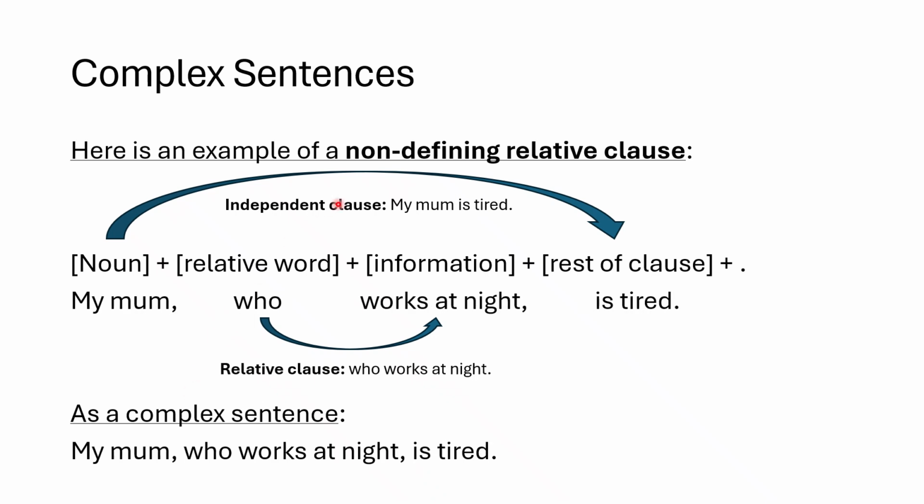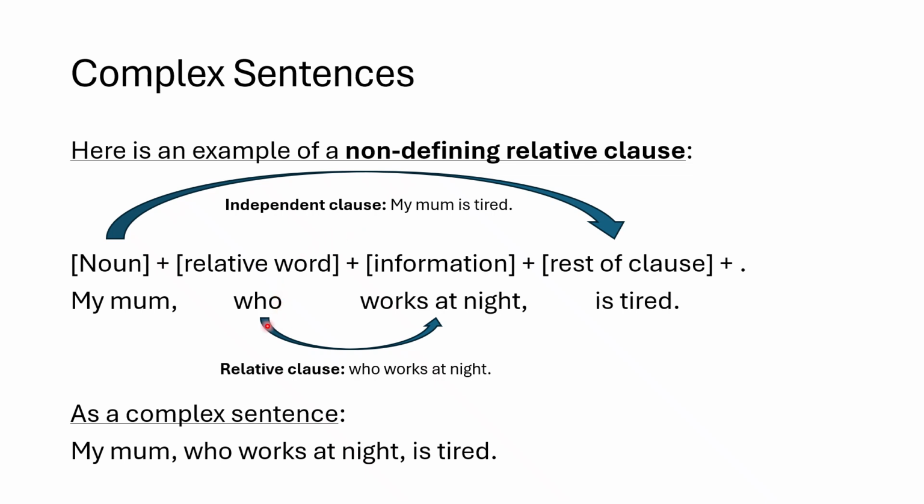Here is an example of a non-defining relative clause. Noun plus relative word plus information plus rest of clause. My mum, who works at night, is tired. Notice the independent clause. My mum is tired. It makes sense as a standalone sentence.